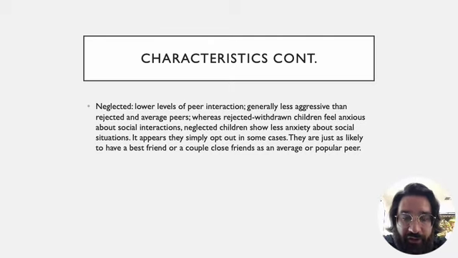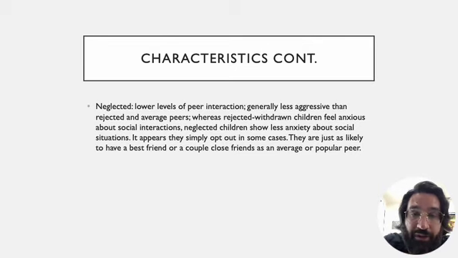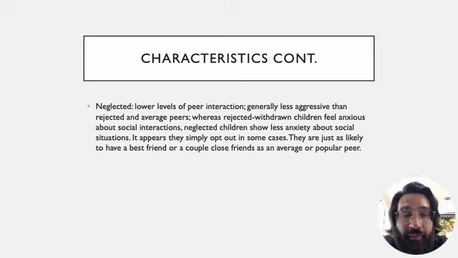And we'll talk a little bit more about characteristics of some of the categories. With neglected, we have lower levels of peer interaction, generally less aggressive than rejected and average peers. Whereas the rejected, withdrawn children feel anxious about social interactions, neglected children show less anxiety about social situations. It appears that they just simply opt out in some cases. They just don't have a really high social interest. They're just as likely to have a best friend or a couple close friends as an average or popular peer. So with neglected, we're not suggesting that they have no friends, that they're just completely forgotten. They may have one or two really, really good friends, but the rest of the kids might not really know them because they tend to be really more low-key, really more quiet in social settings.